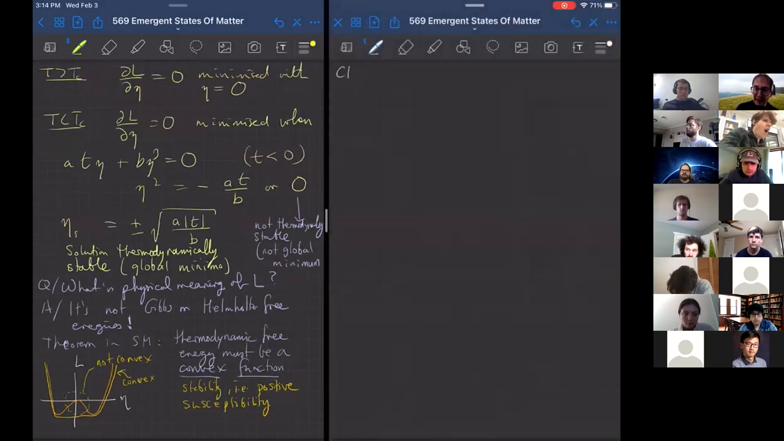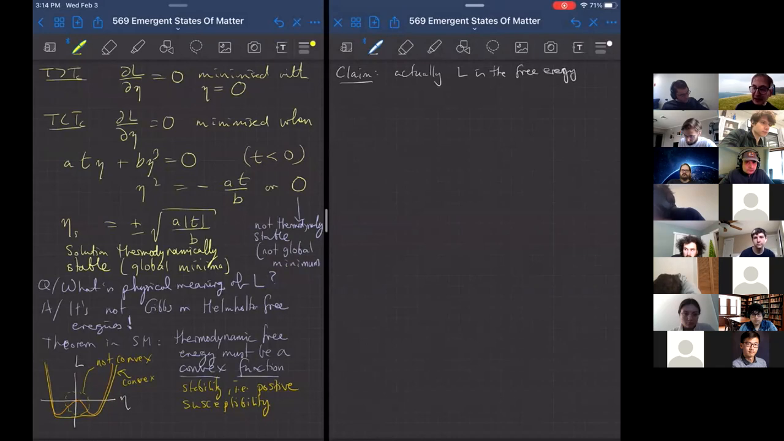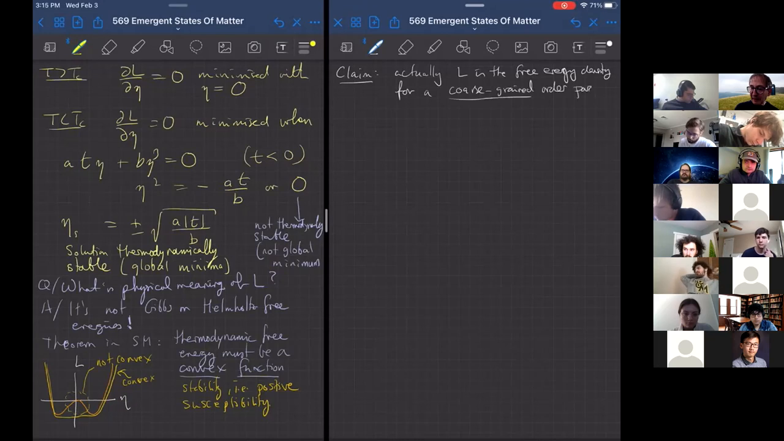So my claim is that actually L is the free energy density for a coarse-grained order parameter.